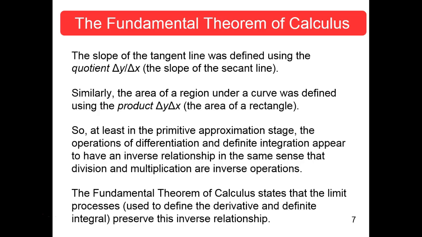The slope of the tangent line was defined as the quotient delta y over delta x, which is the slope of the secant line, but then you let the delta x get smaller and smaller and smaller. Similarly, the area under a region under a curve was defined using the product of a height times a width. Now that's a y times a delta x. That's the area of a rectangle. I don't count that as a delta y. I count it as a y times delta x.